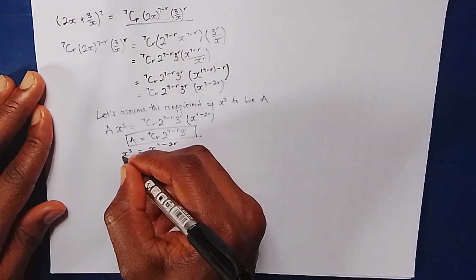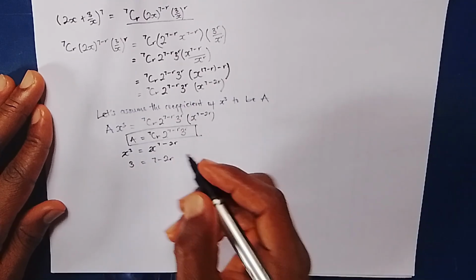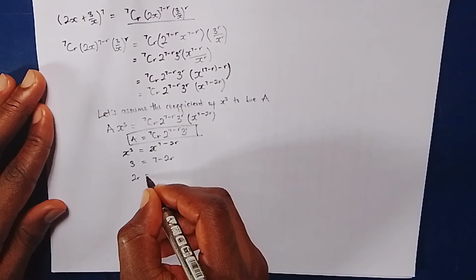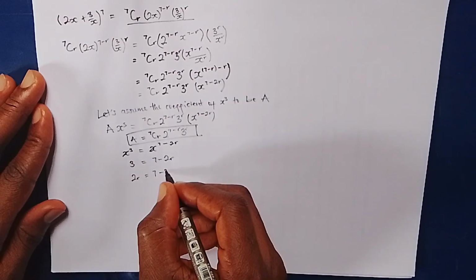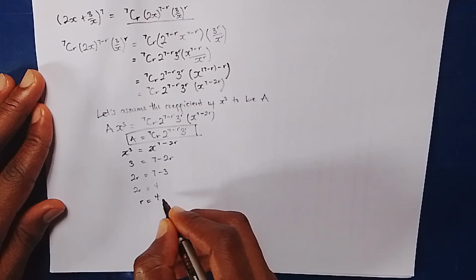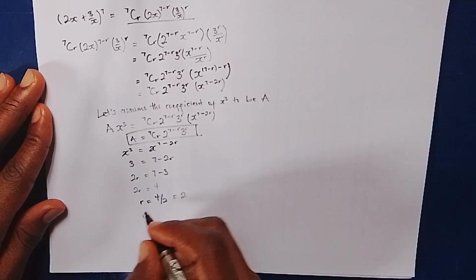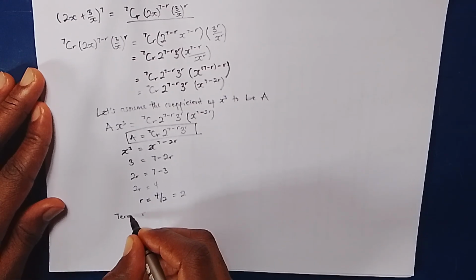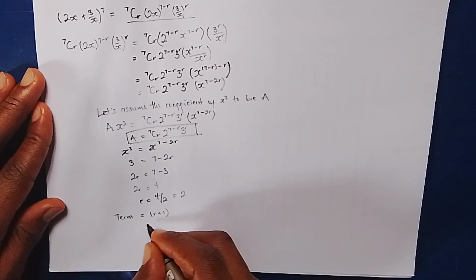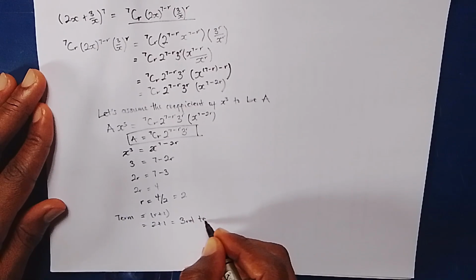Since the bases are the same, we can cancel out x and bring down 3 is equal to 7 minus 2r. We use this to solve for r. You cross the 7 over to the other side, and you have 2r is equal to 7 minus 3. So 2r is equal to 4, and r is equal to 4 divided by 2, which is equal to 2. So our r is equal to 2. This now tells us that the term is r plus 1, which is equal to 2 plus 1. So the term we are looking for is the third term.